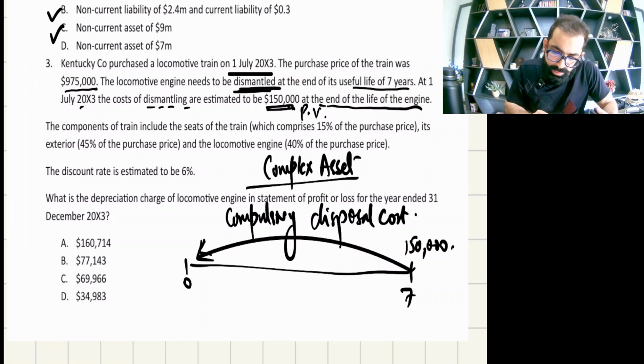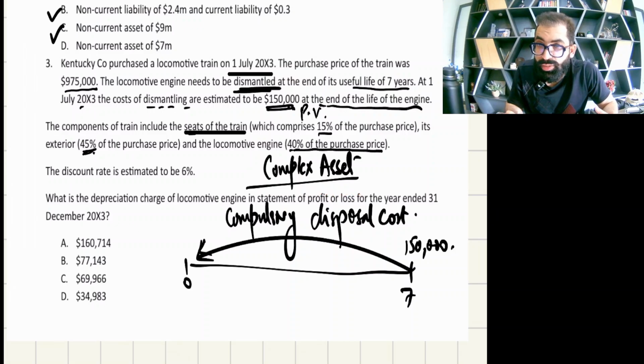Now, the components of the train include seats. Now this is the complex asset transaction. Seats of the train, which is 15% of the purchase price. Exterior is 45%. And yes, locomotive engine, our topic, is locomotive. That is 40% of the purchase price. Be careful, the discount rate is 6%. Yes, they are asking for discounting as well. What is the depreciation charge of only the locomotive engine? Not complete.